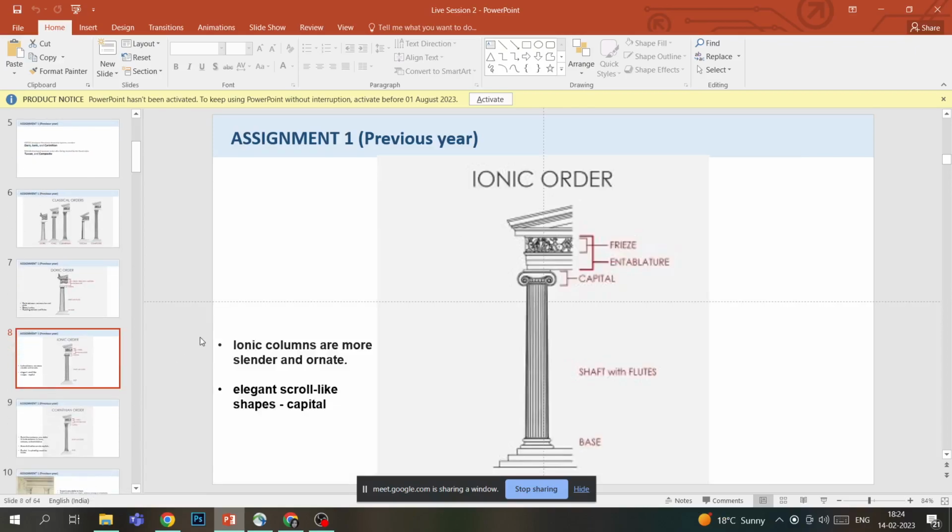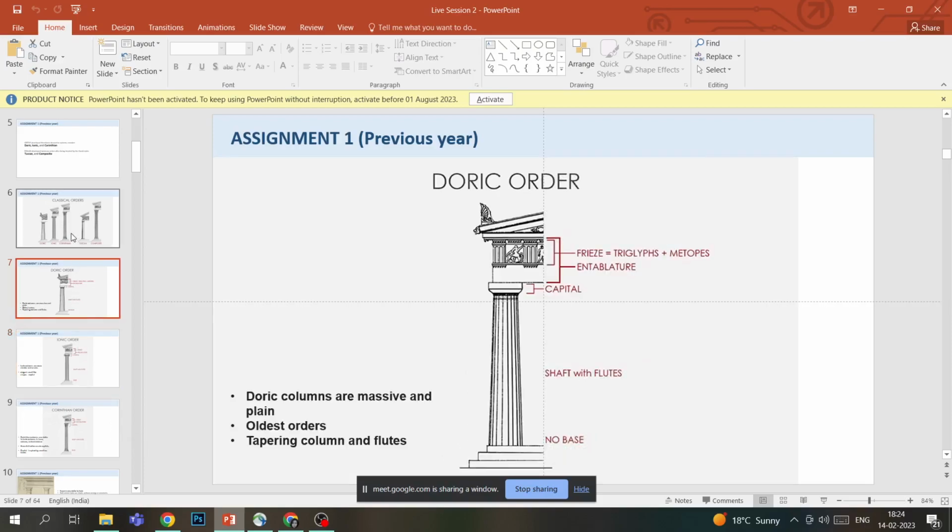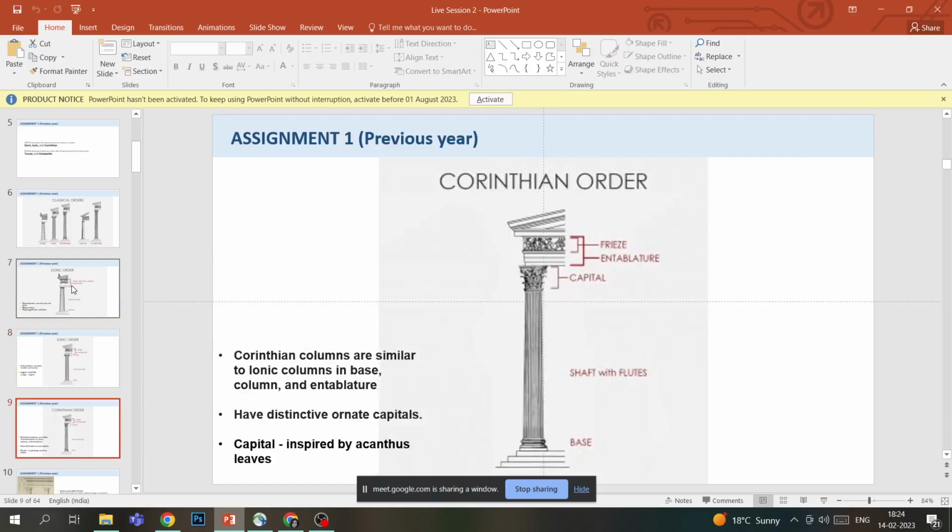Now the Ionic column. Ionic columns are more slender as compared to Doric columns, and they are more ornamental and ornate. For example, in their capital we have a scroll-shaped feature. So Ionic orders are characterized by these scroll-shaped things. Next is the Corinthian order.